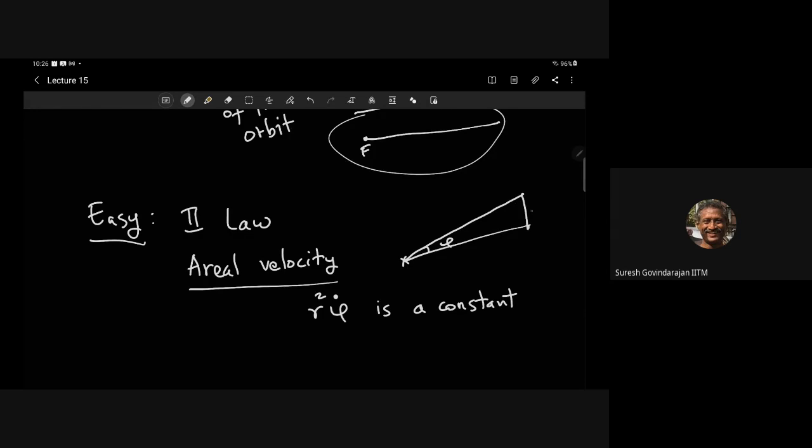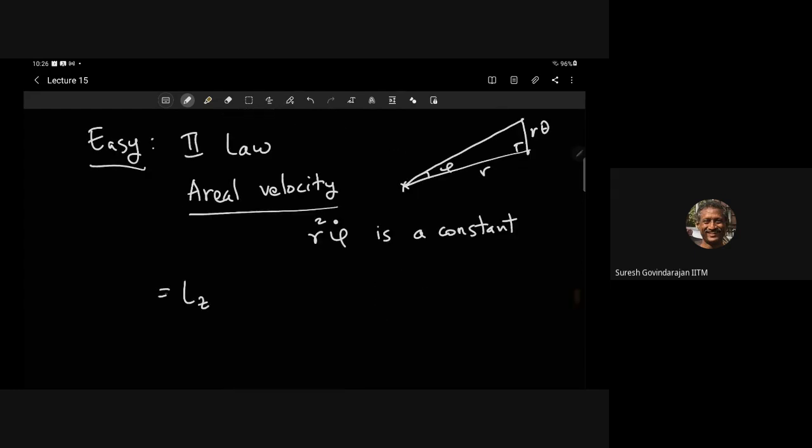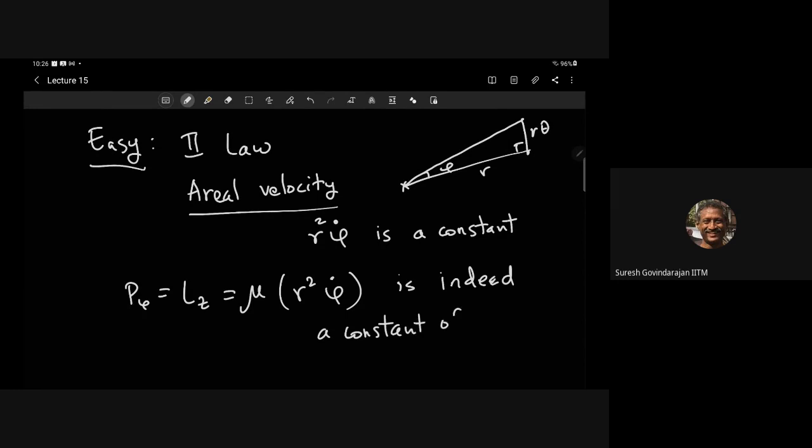Think of it as a small thing. This is r phi, this is r, and for small angles this is a triangle. So half r square phi dot, it doesn't matter, it is a constant. But if you go back and see what p phi, L z is, it's mu, which is a constant, times r square phi dot, right? Is this fine? So we have proved that.